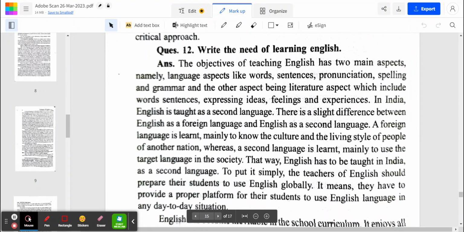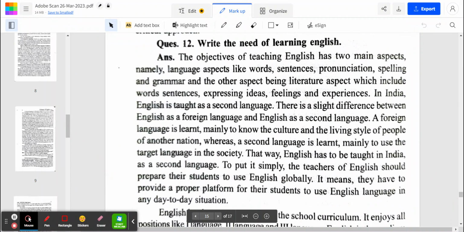with a critical approach. Question number 12: write the need of learning English. The objective of teaching and learning has two main aspects, namely the language aspect, like word sequence, pronunciation, spelling, and grammar, and the literature aspect, including words, sentences, expressions, idioms, ideas, and feelings. In India, English can be taught as a second language.